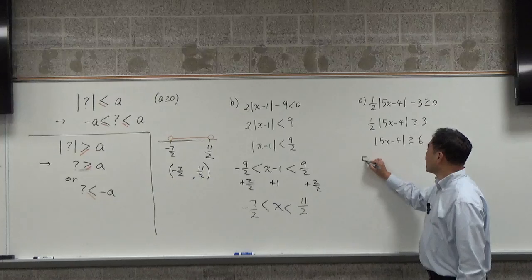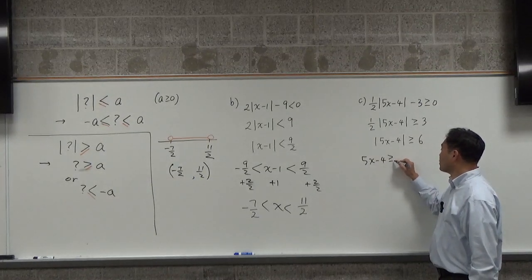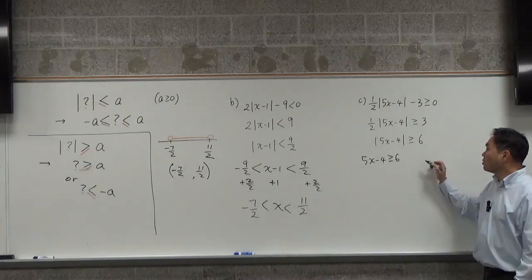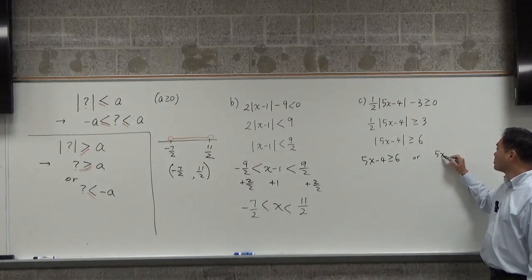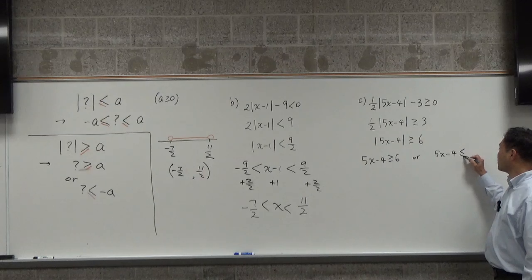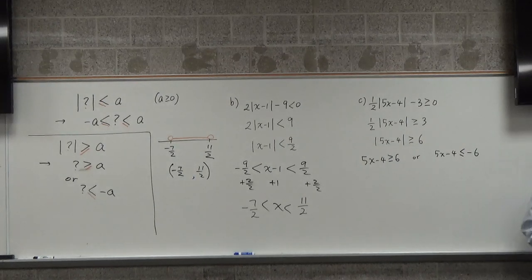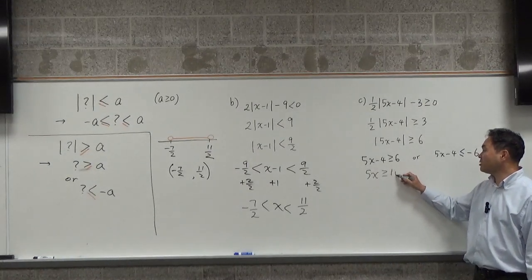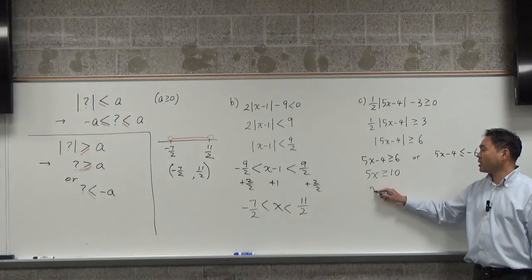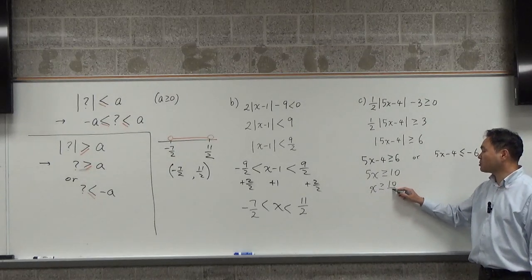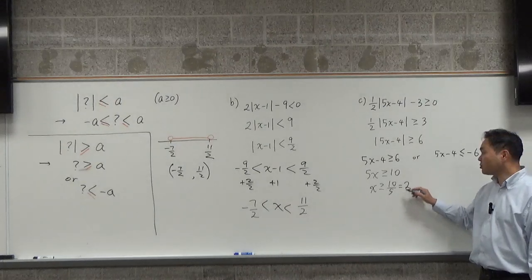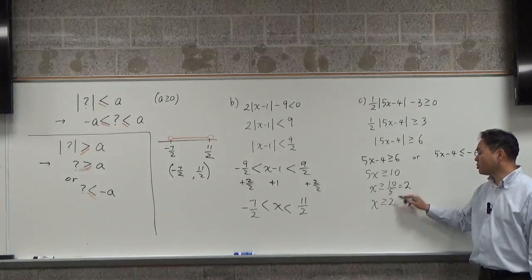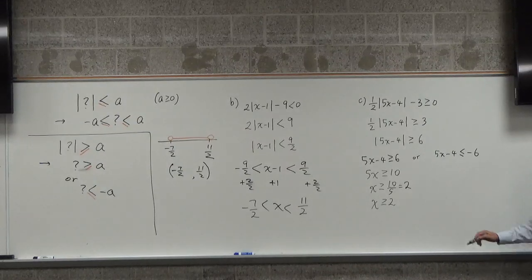So we have 5x minus 4 greater or equal to 6, okay? Or 5x minus 4 less or equal to negative 6. Either one of them has to be satisfied. Okay, let's add 4 to both sides. You get 5x greater or equal to 10. Divide by 5, so x is greater or equal to 10 over 5. What's 10 over 5? That's 2. So we have x greater or equal to 2 as the answer for the first part.